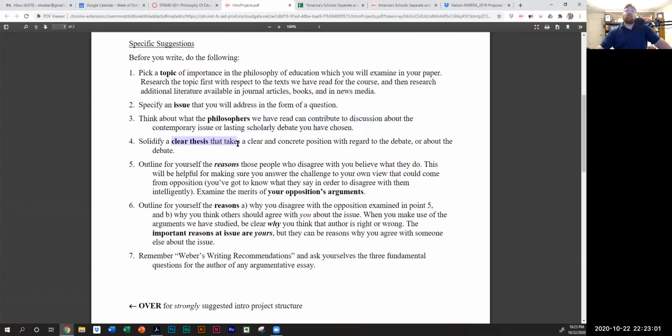You want to solidify a clear thesis statement that takes a position with regard to the debate, or about the debate if you think both sides are wrong for some reason in a different way. And then outline for yourself the reasons that people disagree with you, right? It's really important to understand the merits of your opposition's arguments. If you don't feel comfortable looking at the reasons why people think differently from you, then you're not being terribly secure in your own outlook, right? And if you think you might change your mind based on what you read, isn't that wonderful? That's what we're supposed to be doing in learning things, right?